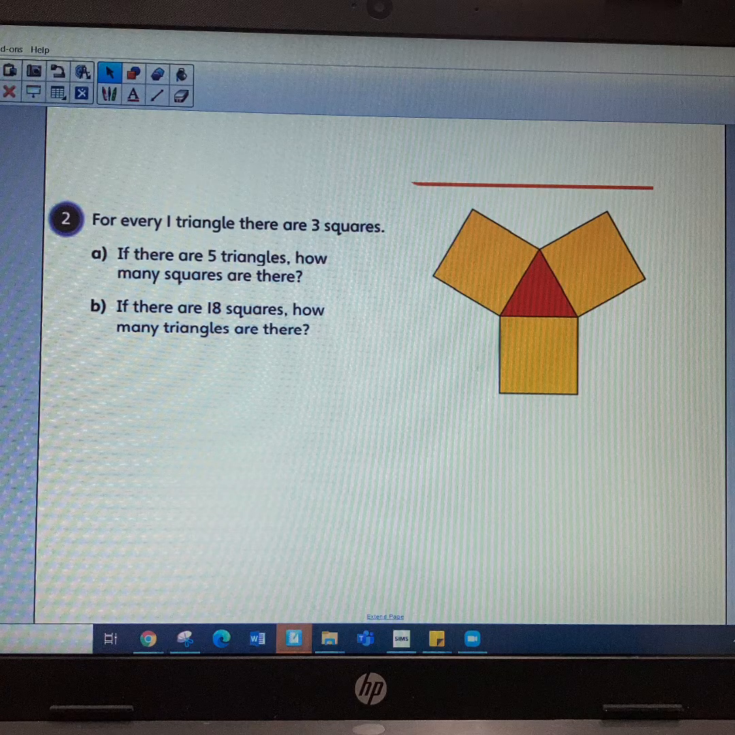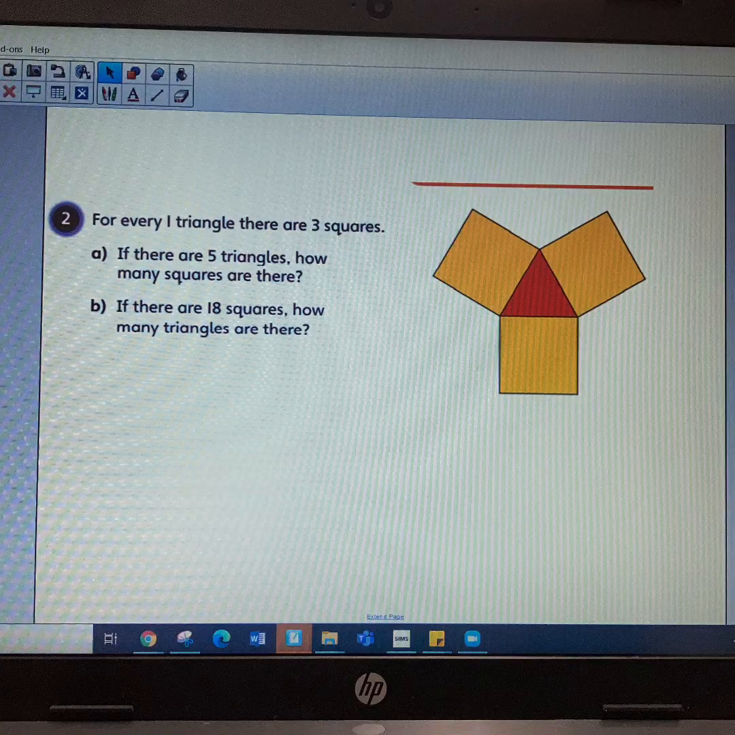Question 2 then. For every 1 triangle, there are 3 squares. So we've got a bit of a pattern going on here. Straight away, write down your basic ratio. If there are 5 triangles, how many squares are there? And then for B, if there are 18 squares, how many triangles are there? Pause the video and have a go.